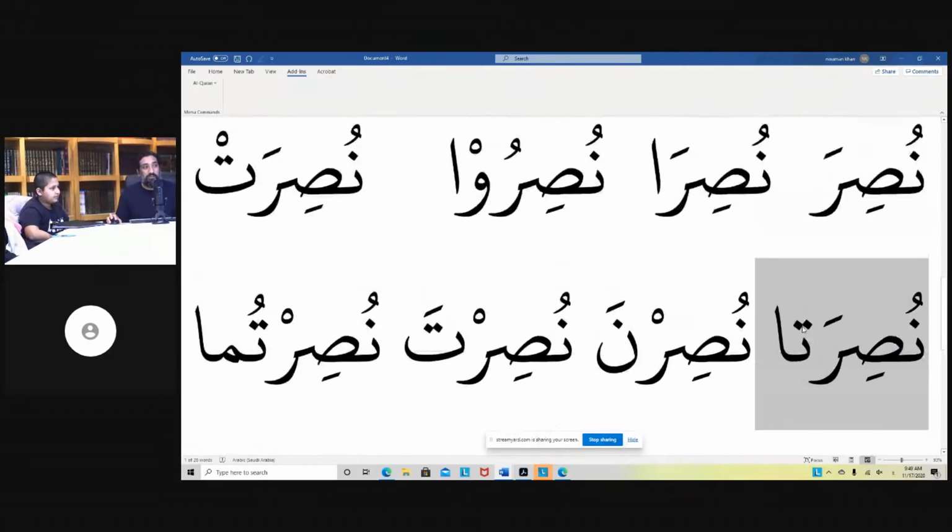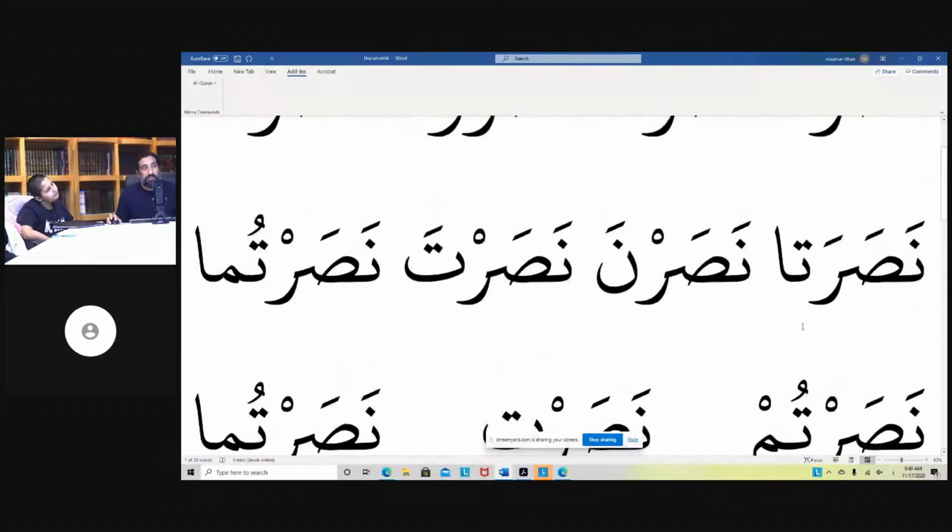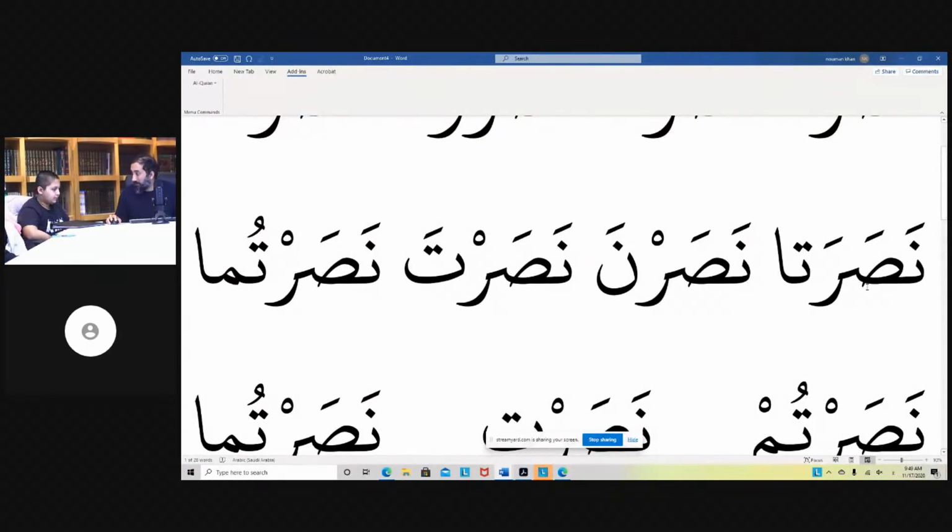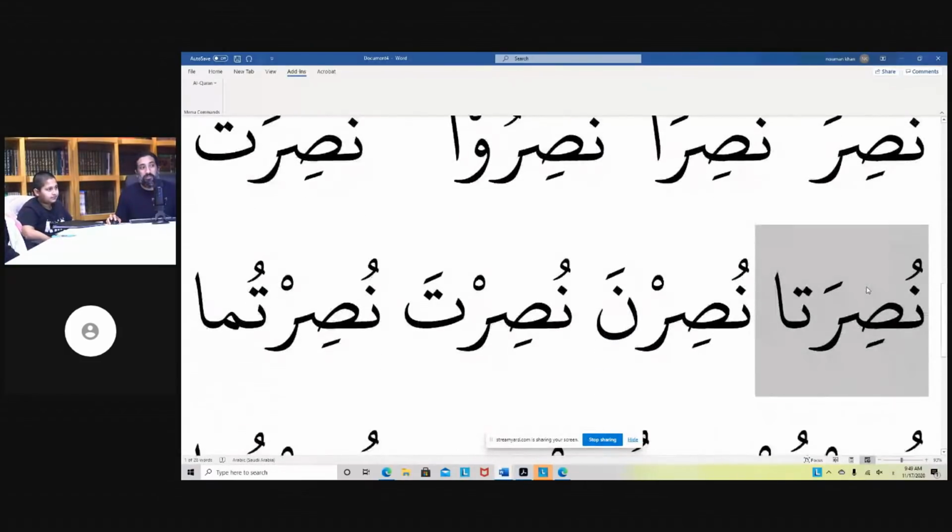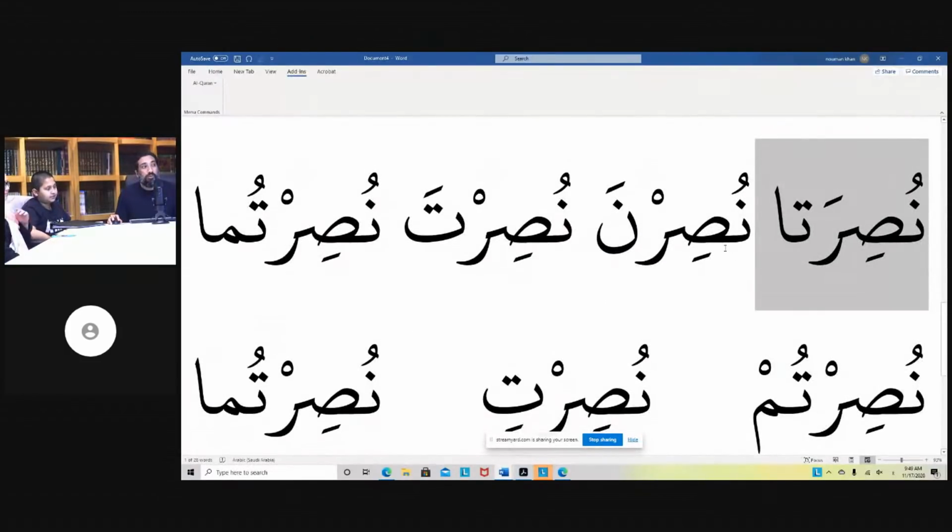Now it's a big difference from nasarata, because in nasarata, both of them ladies helped. But now nusirata, both of them ladies were helped. Nusirna.